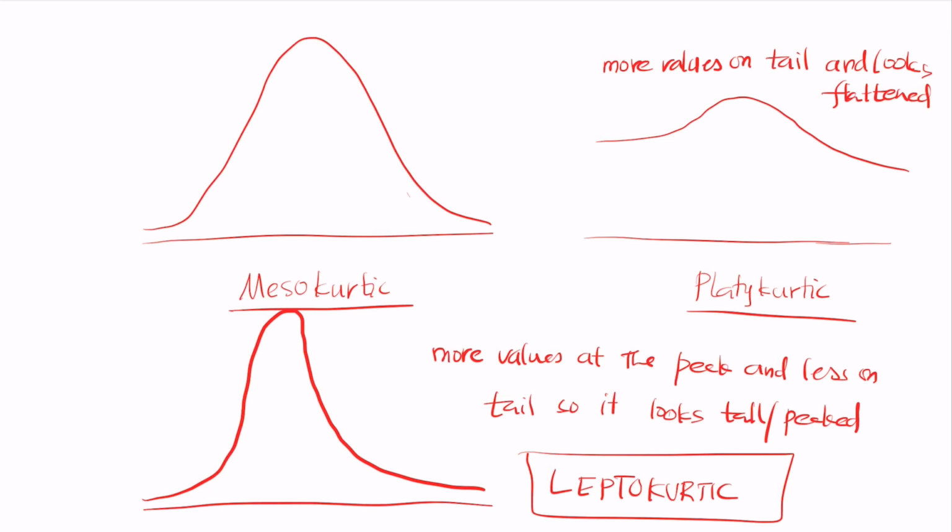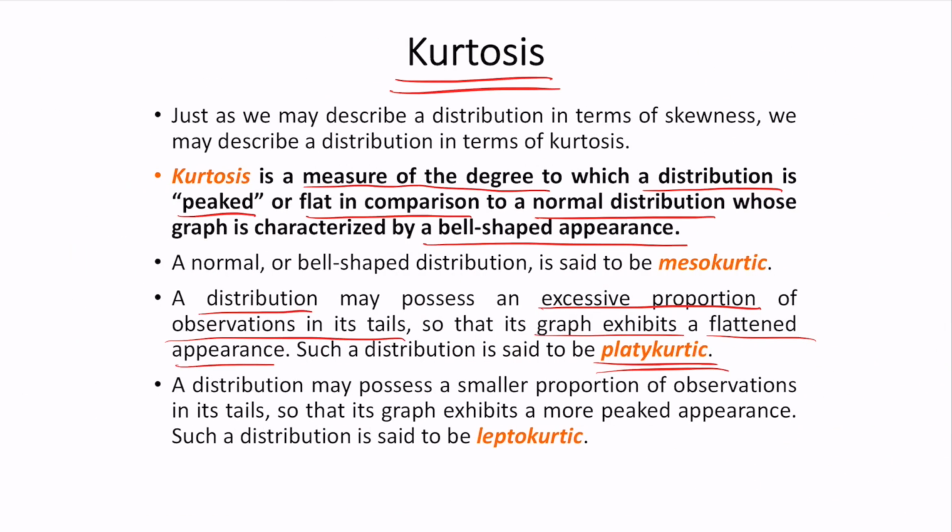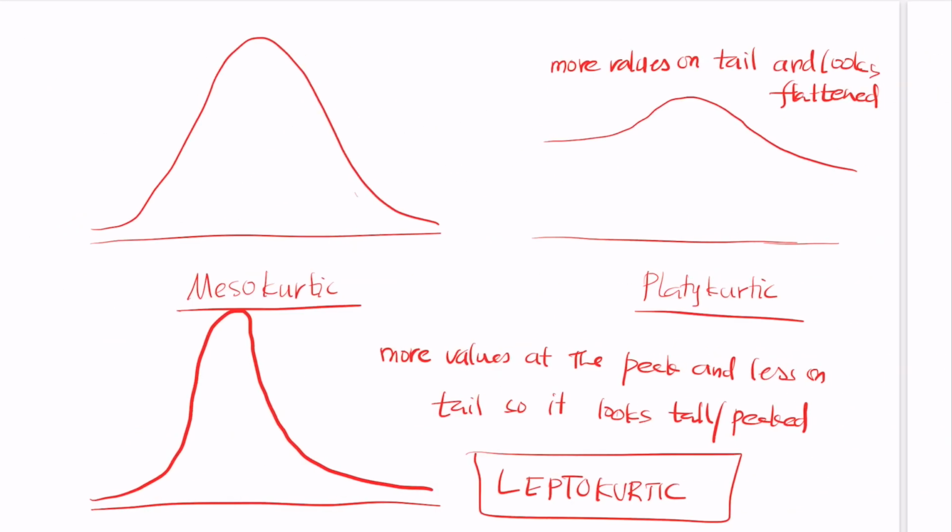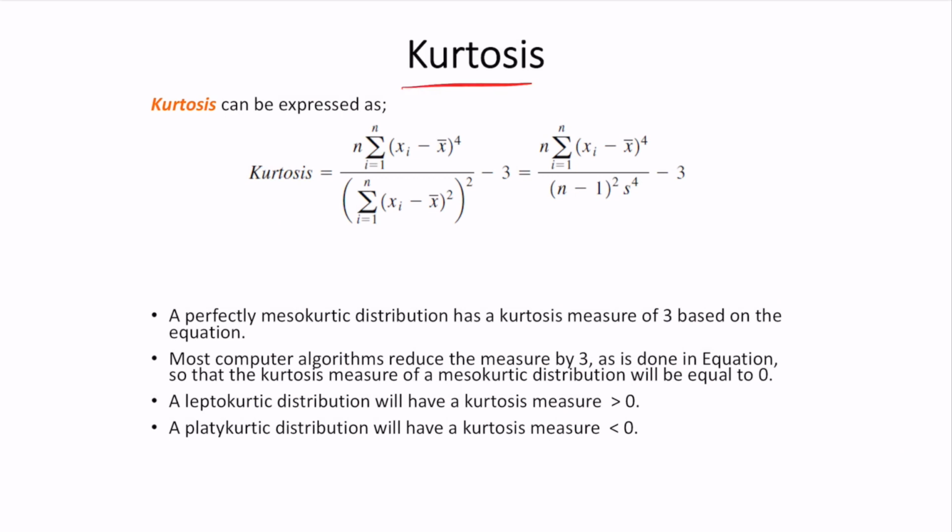If it's too flat, then it's platykurtic. If it is normal, it is mesokurtic. These are the three ways we can distinguish the observations. If you have a small proportion of observations in its tail and the graph exhibits a more peaked appearance, we call that a leptokurtic distribution. One way of differentiating is by using a value of kurtosis. This is the formula. You don't need to know the formula, just remember that a perfect mesokurtic distribution has a kurtosis measure of 0.